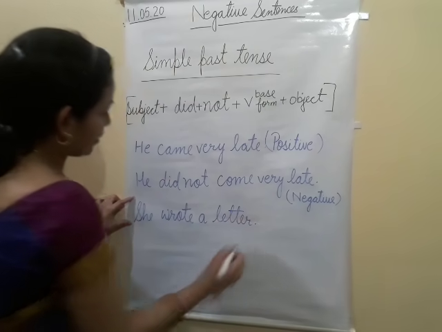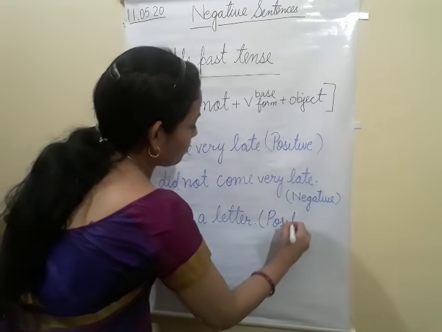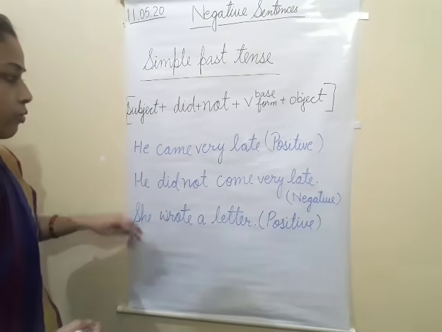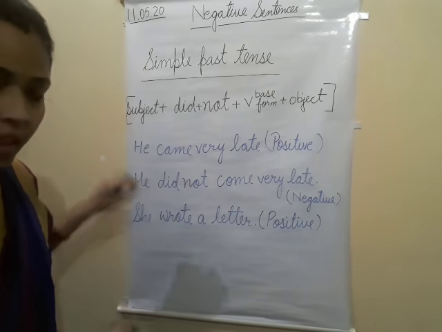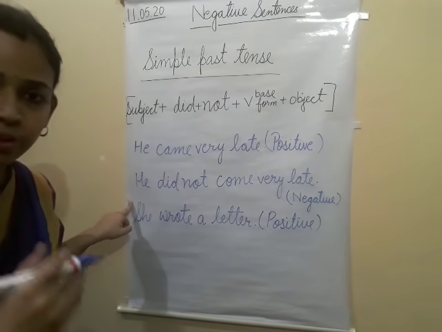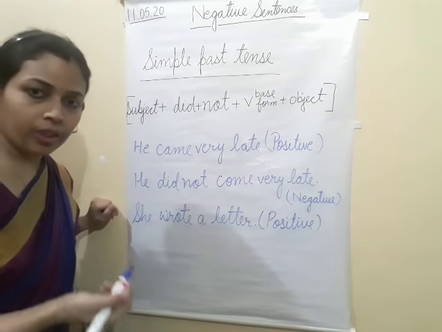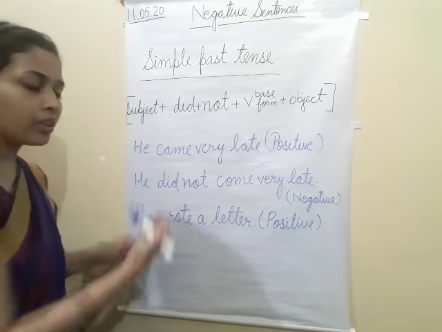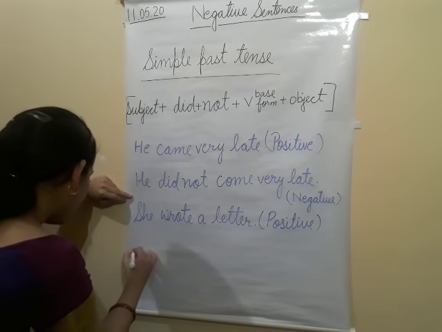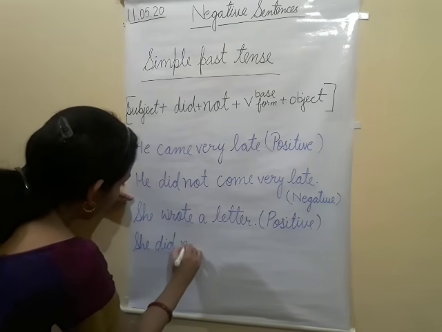This is another example of positive. Again we will follow the same structure, and here with all the subjects, I, we, you, they, he, she, it, one name, more than one name, we use did not. So here it will be she did not.